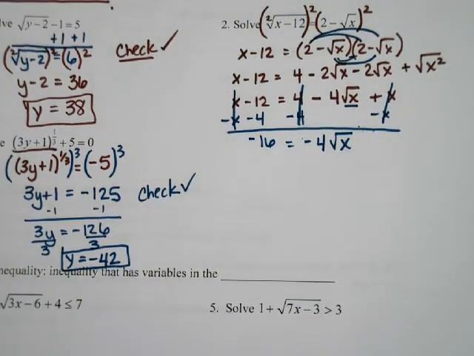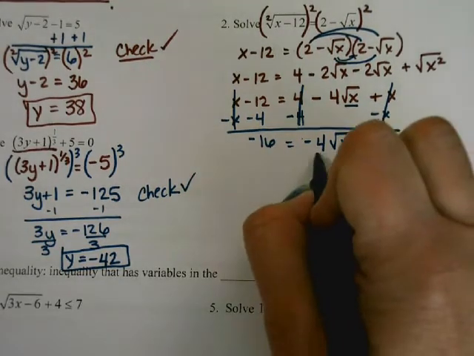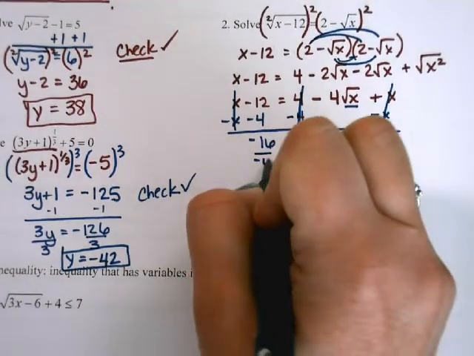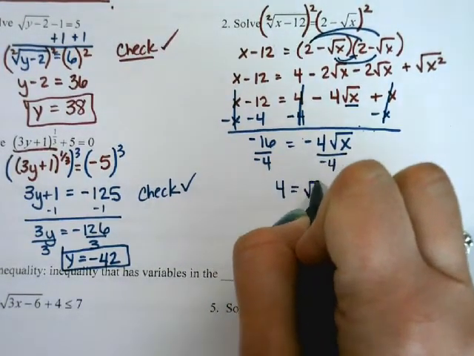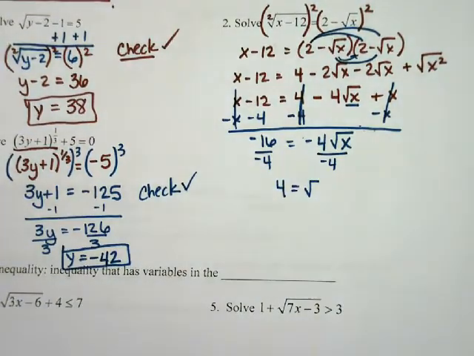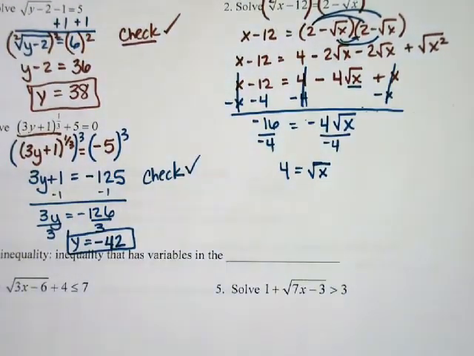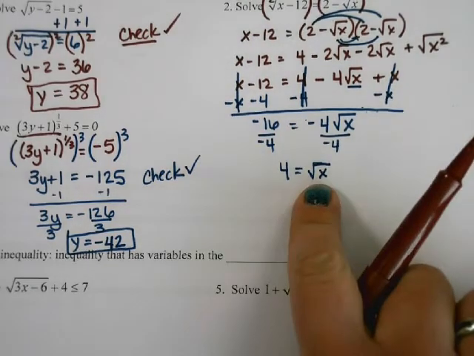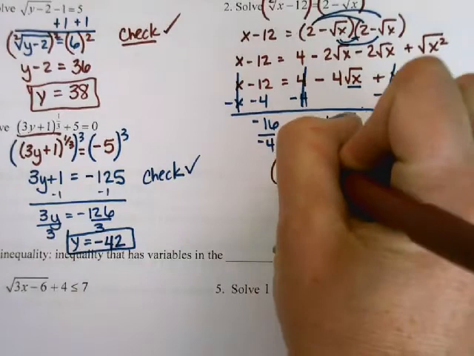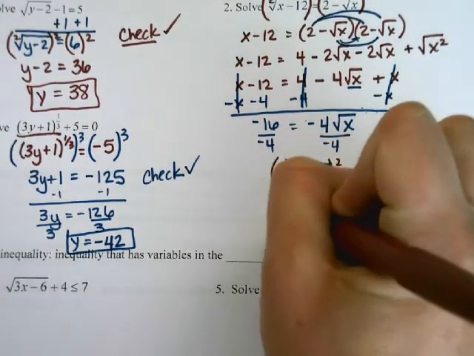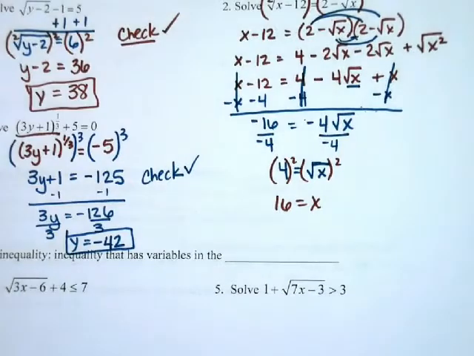Is the radical by itself yet? No, not yet, right? We have to divide by negative 4. So I get 4 is equal to the square root of x. Oh, hey, that looks a little better, right? How do I undo that radical? Square them. So I got 16 is equal to x.